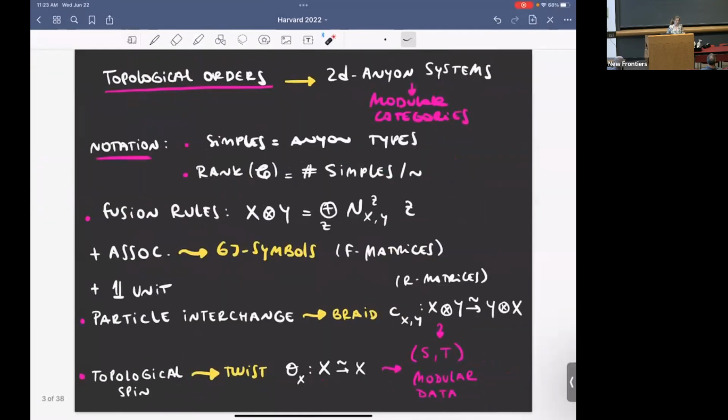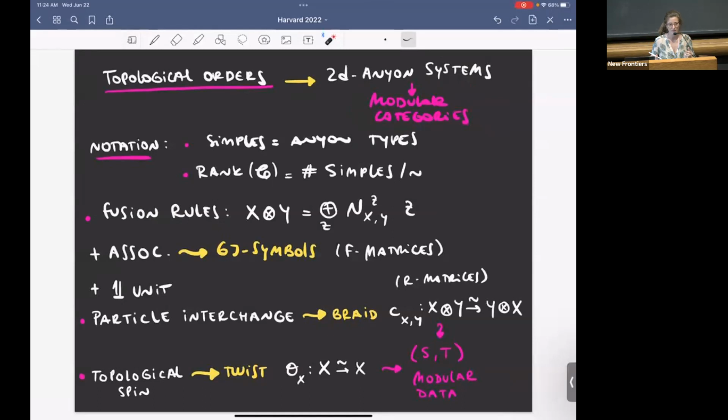So let me fix some notation before we start. What I will talk about are these topological orders that were mentioned yesterday in some talks, and specifically in two-dimensional things. So anyon systems in two dimensions, bosonic two-dimensional topological phases of matter. I will be talking basically about these modular categories that were already mentioned. And the idea is that I will be telling you about some of the constructions.